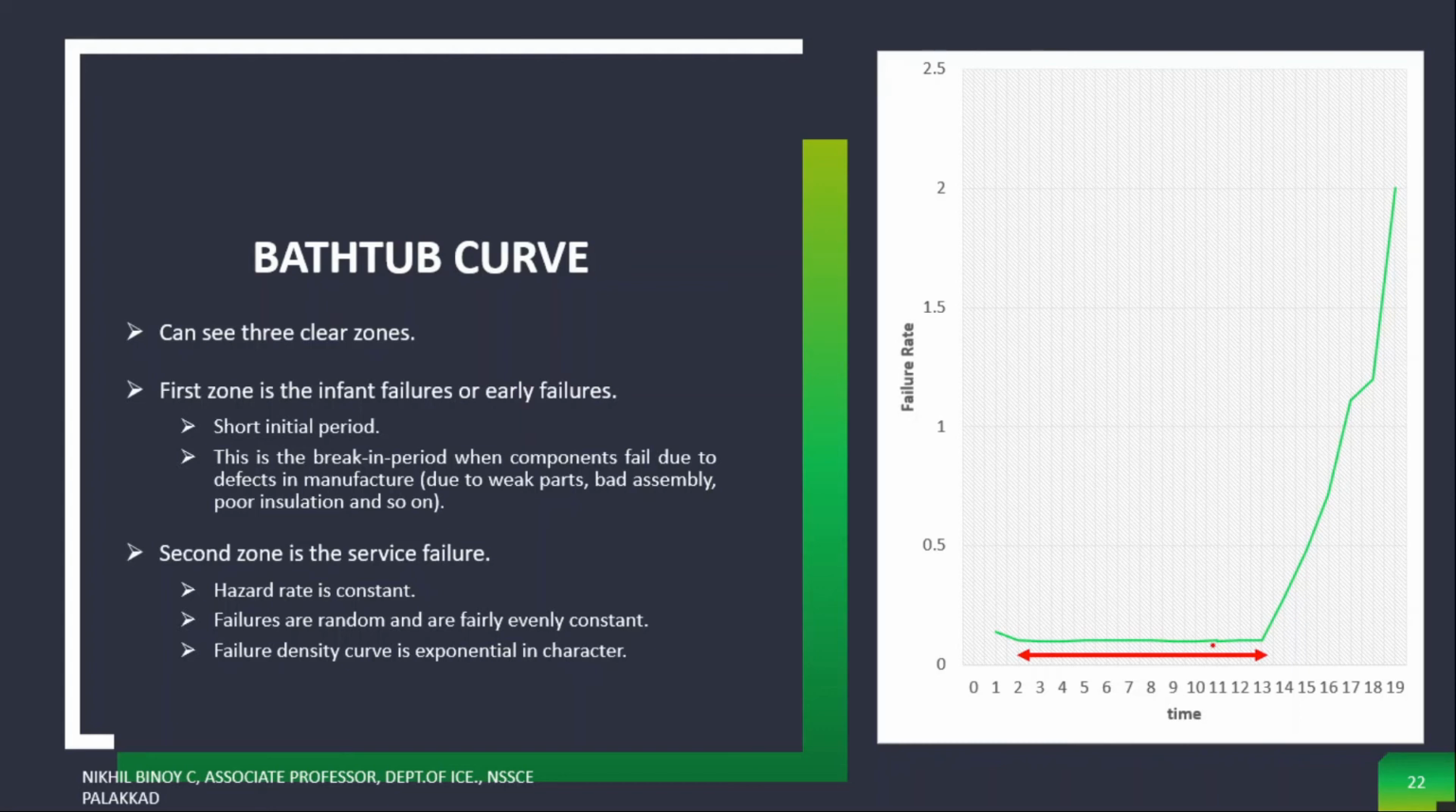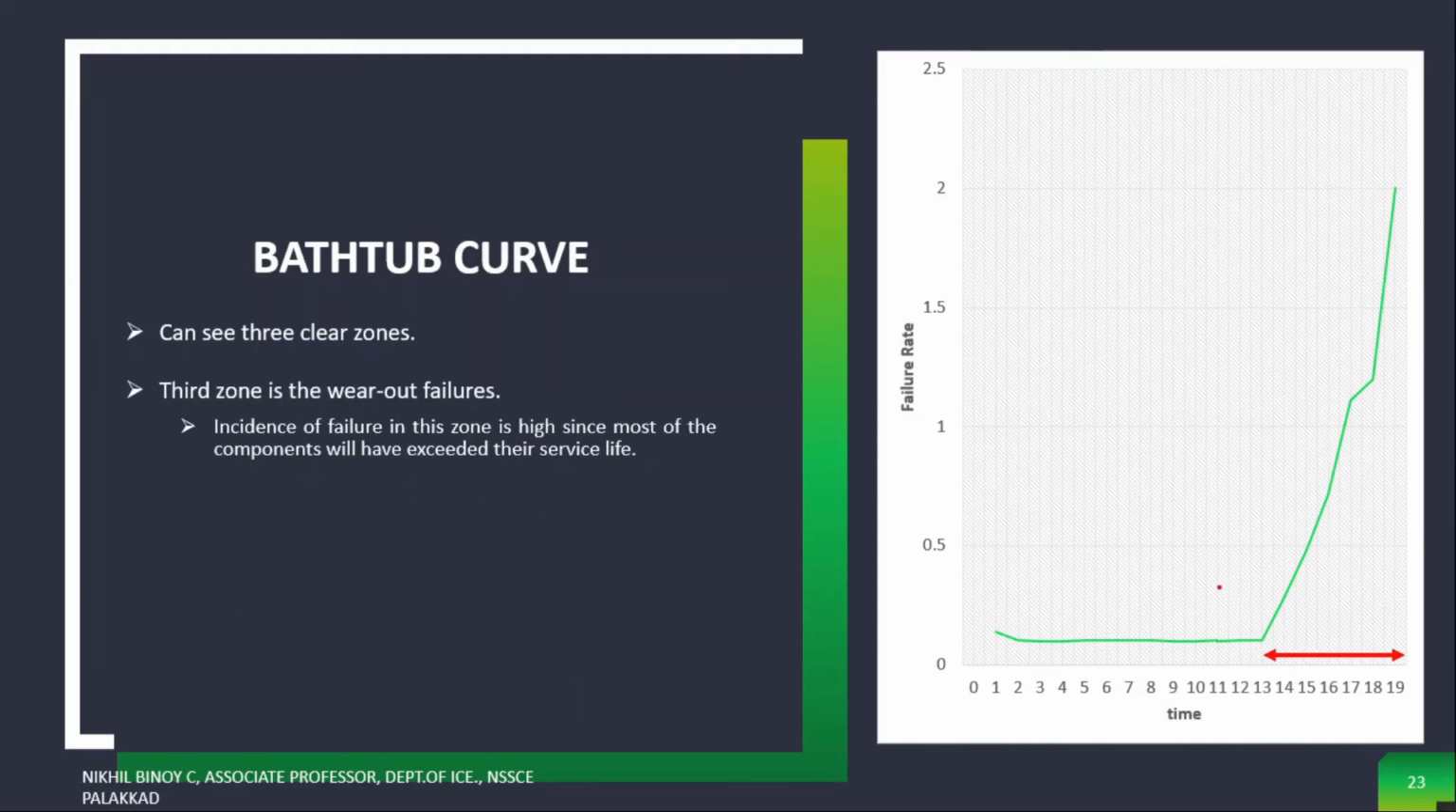Okay. Now the next one, the third zone, is the wear out failure. We can't avoid this wear out failure because all components of the system have a life, and the system is manufactured using a number of components that have a lifetime. After that lifetime, definitely the components will fail, and the system will fail. So this third zone is known as the wear out failure zone.